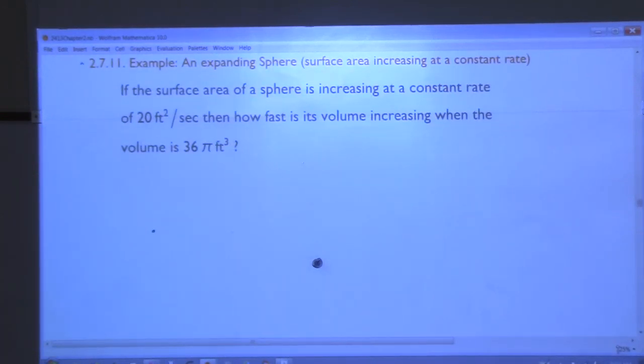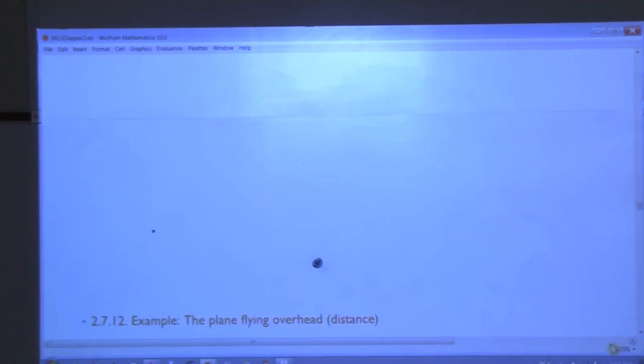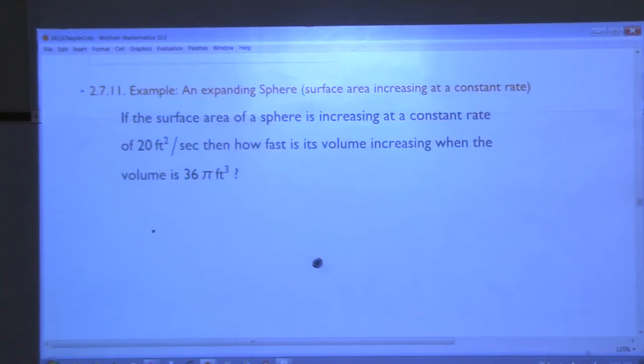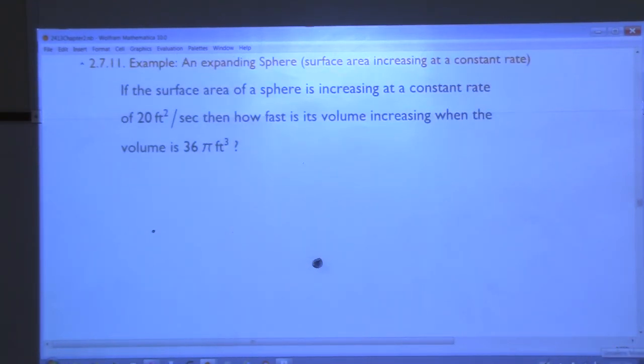If the surface area of a sphere is increasing at a constant rate, so not the radius growing at a constant rate, the surface area is increasing by the same amount at every point in time, then how fast is its volume increasing when the volume is 36 pi cubic feet again? I don't have a picture of this. Oh well. All right, so let's go through the setup on these.